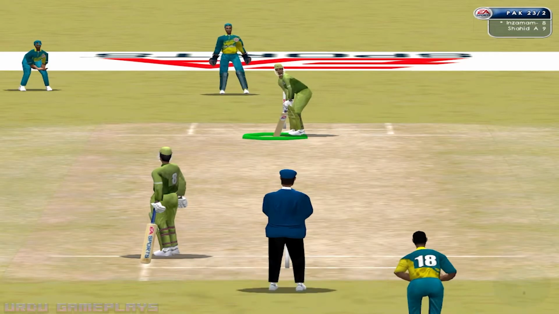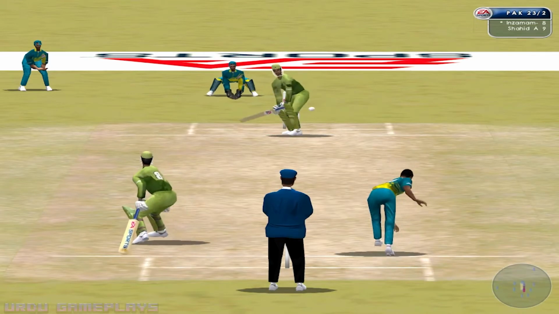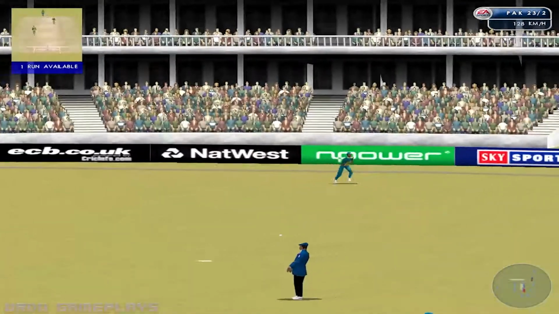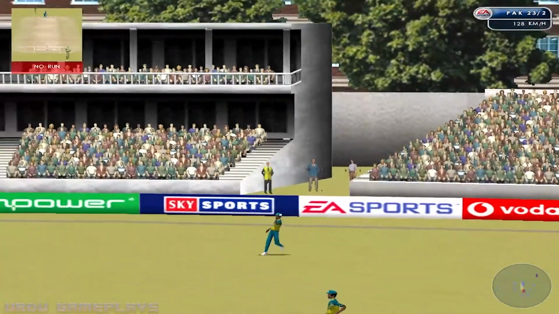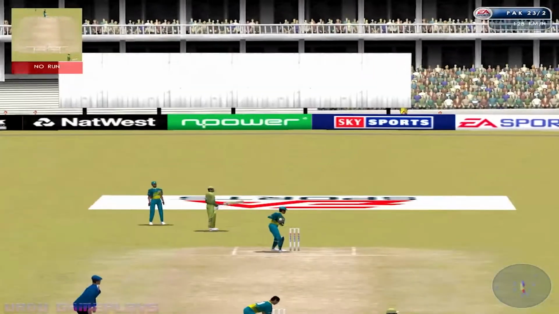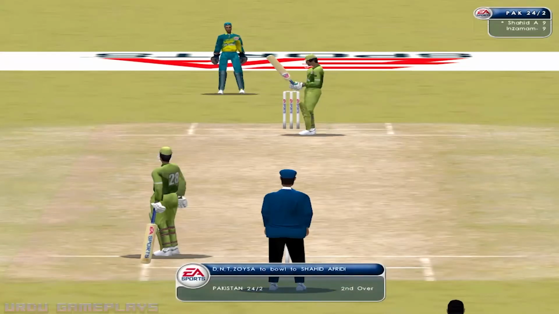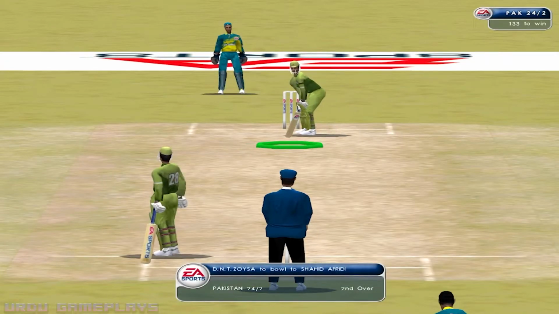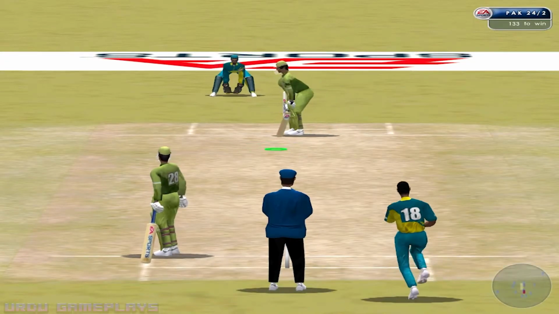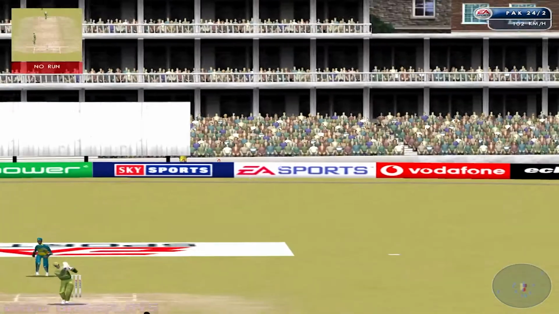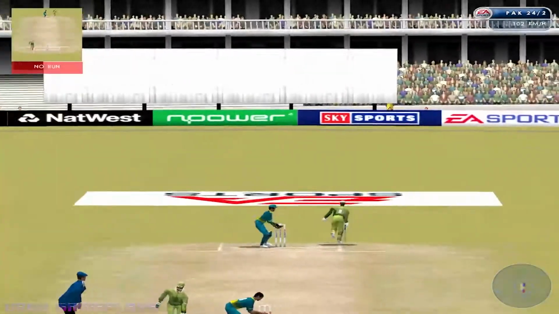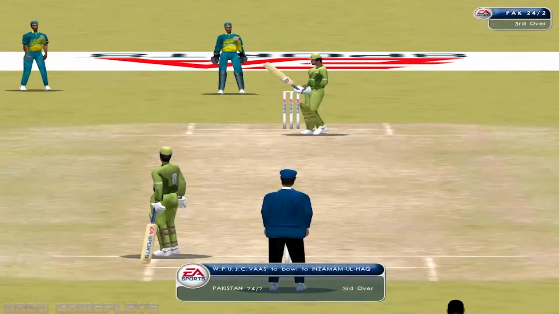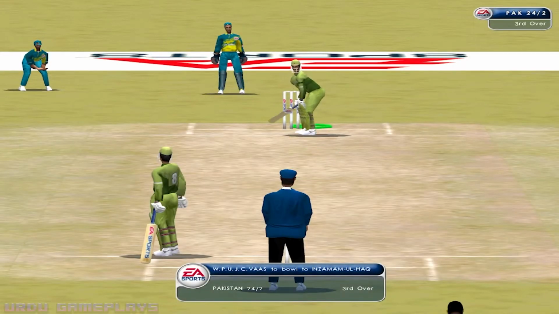Zoysa to Inzamam-ul-Haq. He didn't quite get hold of that one properly. Shahid Afridi waiting at the striker's end. It's high in the air and safe. I think he was easily back in the crease there. 18 overs are left in the innings.